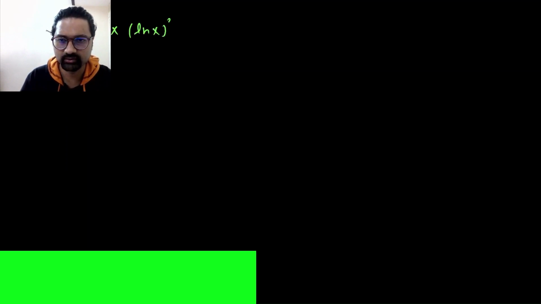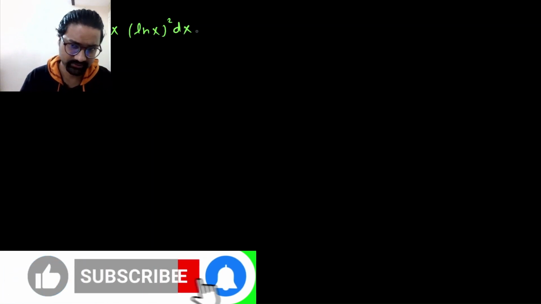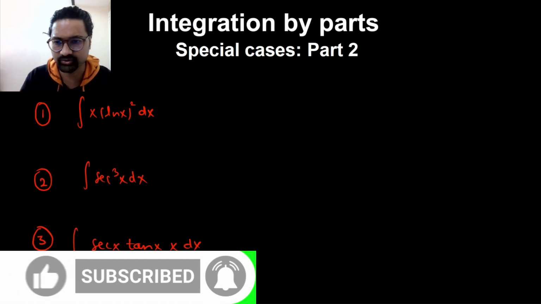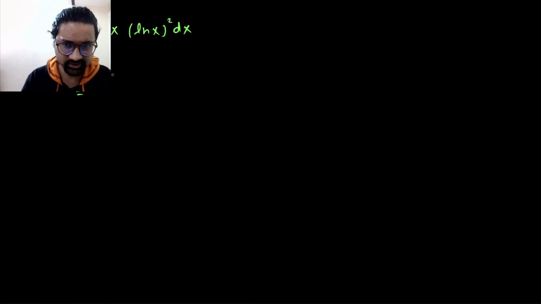This is the easiest one in the series, which is x (ln x)² dx. Feel free to skip this part if you already know the question, and you can go to any of the questions which you like or which you want to understand. This is a pretty straightforward case of integration by parts, right?